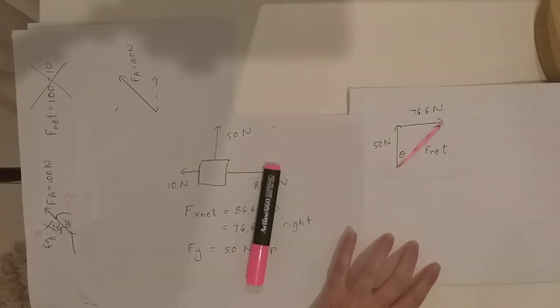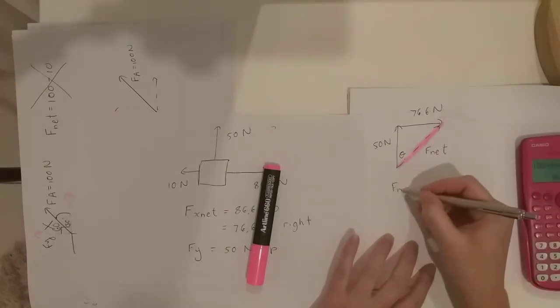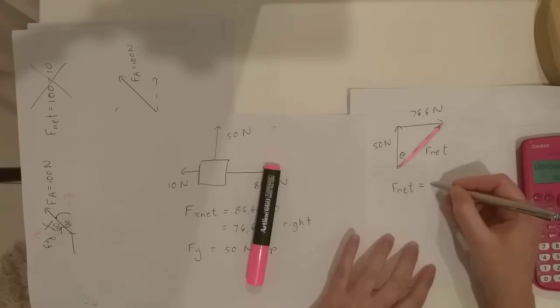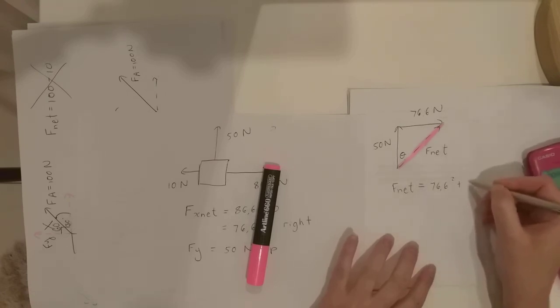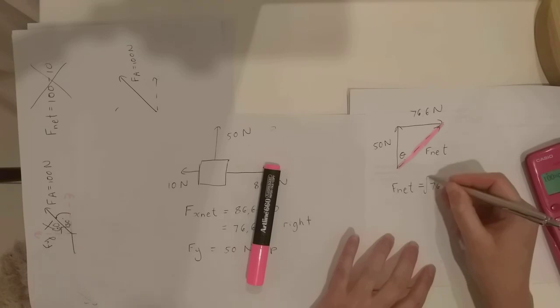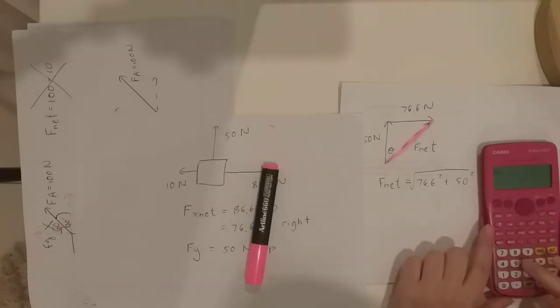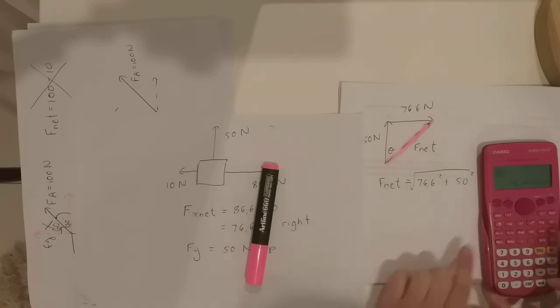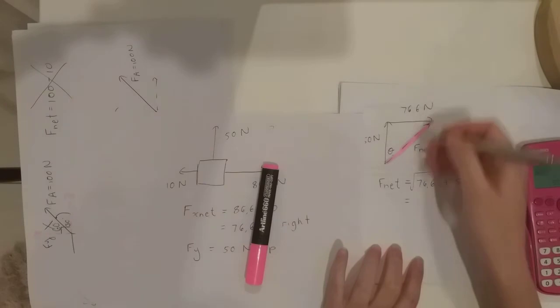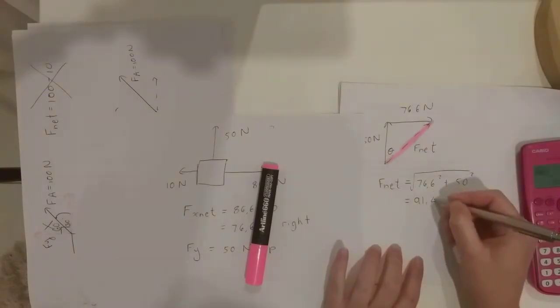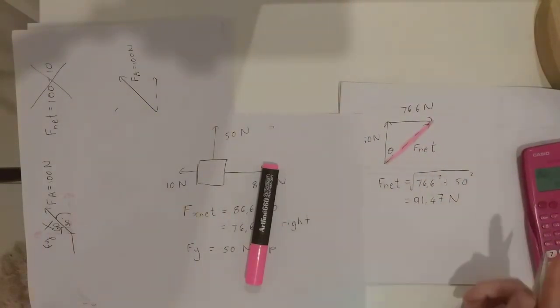Then it's just going to be Pythag there. So F net is equal to 76.6 squared plus 50 squared. Then you'll just have to square root it at the end. And you get an answer there. It should be bigger than either of those, isn't it? Because it's the hypotenuse. Newtons. Now again, force is a vector.